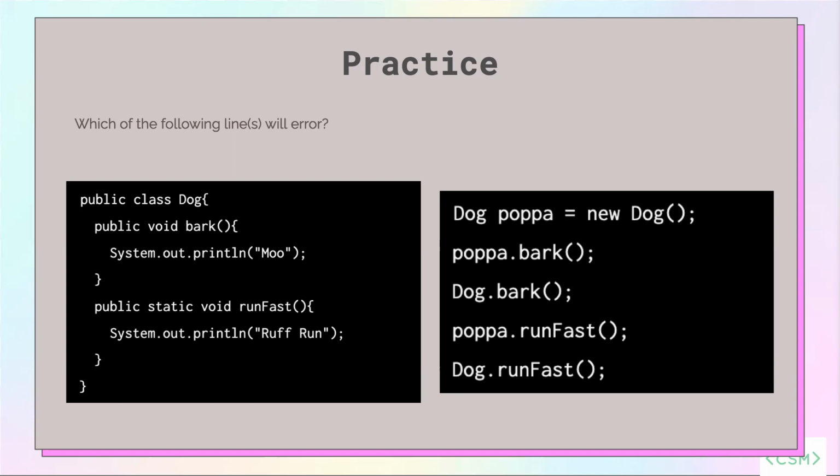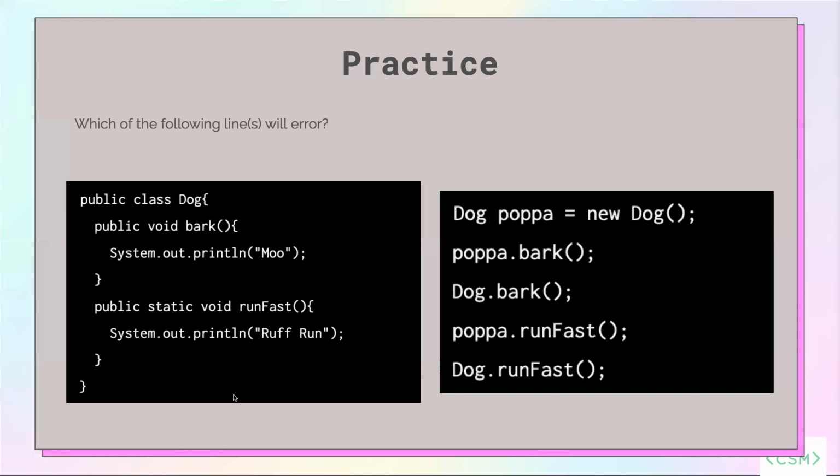So first we initialize a dog called Papa. Papa.bark should not error because Papa is an instance and bark is an instance method. Dog.bark will error because you cannot call an instance method on a class. Papa.runFast should be fine, so we're allowed to call static methods on instances. And finally, dog.runFast should also be fine, since we're calling the static method on the class name. So that'll be it for the static versus instances section.